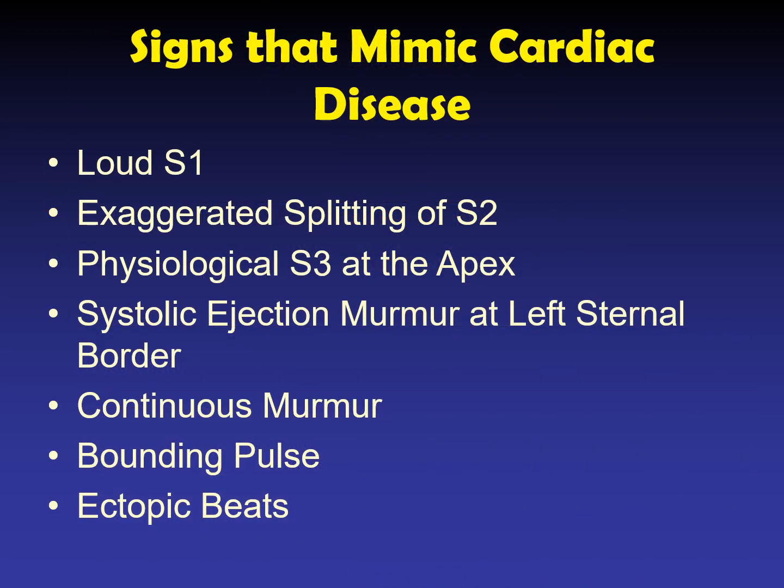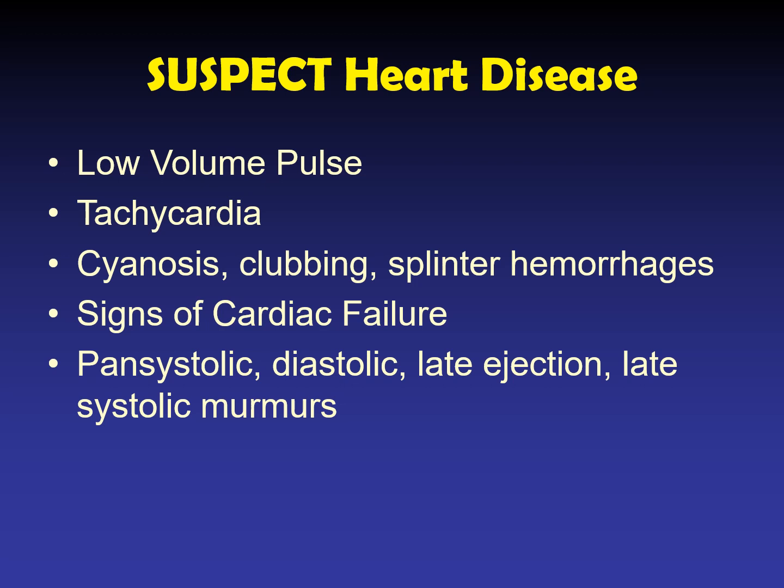There are some signs that may mimic cardiac disease. A loud S1, exaggerated splitting of S2, a physiological S3 at the apex, a systolic ejection murmur at the left sternal border of at least 3/6, a continuous murmur, bounding pulses, and ectopic beats could be normal in pregnancy. We suspect heart disease if we encounter low volume pulse, tachycardia, cyanosis, clubbing, and splinter hemorrhages, any sign of cardiac failure, and pansystolic, diastolic, late ejection, and late systolic murmurs.